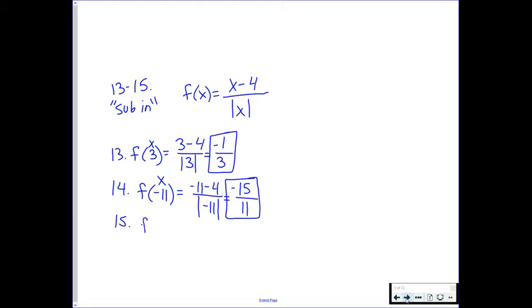Last one here, f of a. All that means is take a and substitute it in for x. A minus 4 over the absolute value of a. That's a little review for you from section 1.3a, from the first part of chapter 1, where we talked about evaluating functions. On questions 16 through 18, our question states find the inverse of the following equations.